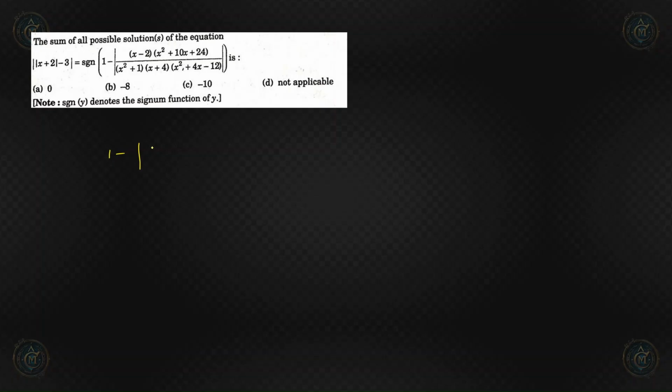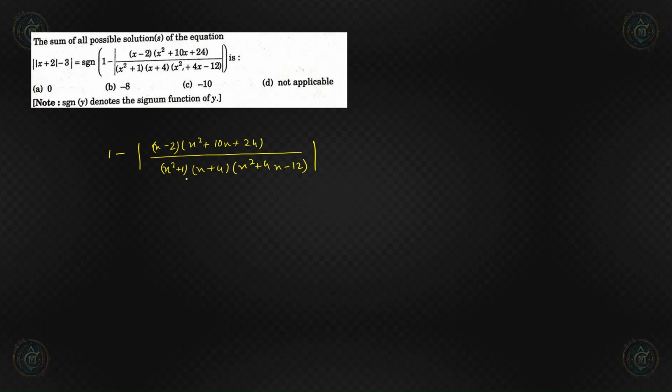1 minus mod of x minus 2 times x square plus 10x plus 24 divided by x square plus 1 times x plus 4 times x square plus 4x minus 12. Okay. Now to solve this equation, we must first take care of the domain of the equation. Means for which values of x the function is defined.